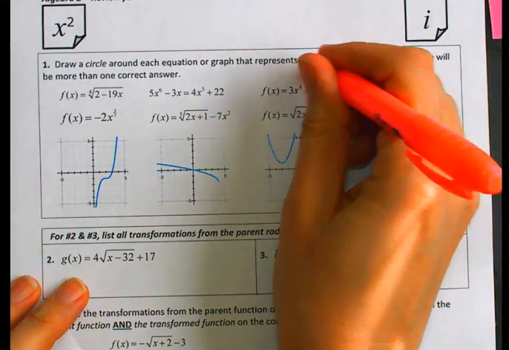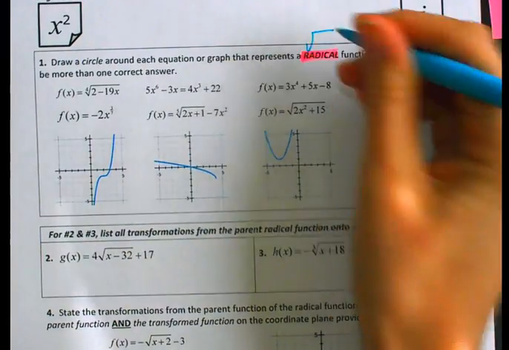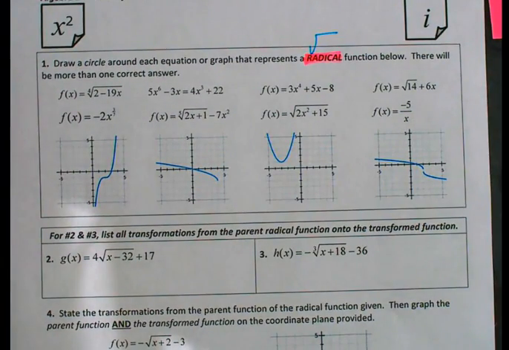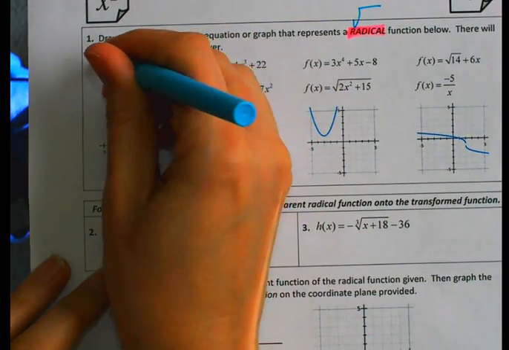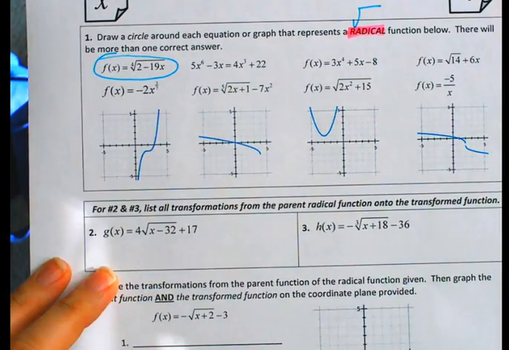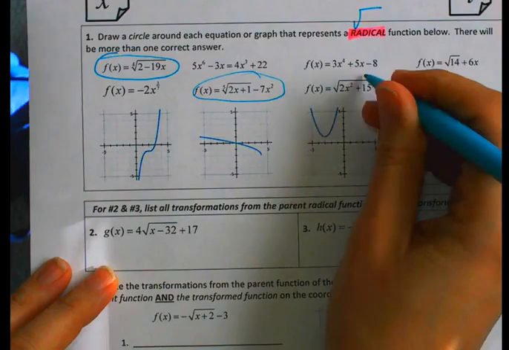So I'm looking for a radical function, and I know when I see that radical that I'm looking for something that looks like that or something equivalent. So let's take a look. Okay, I see that this one's a radical function. This one's a radical function. This one's a radical function.